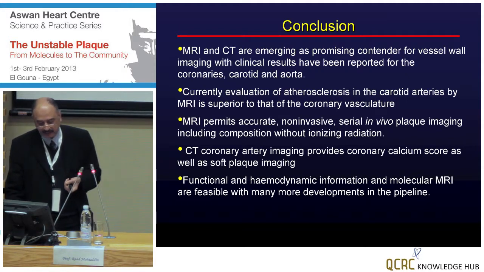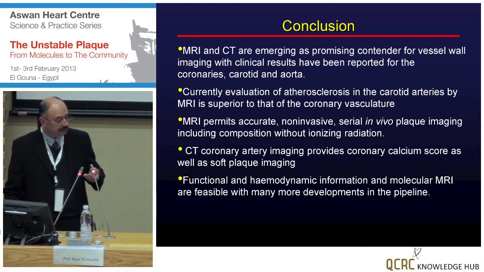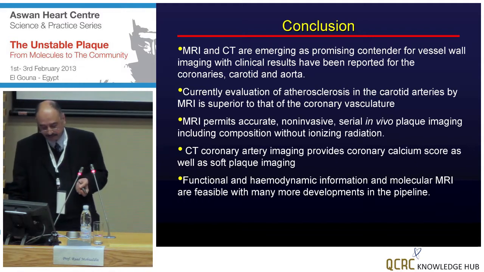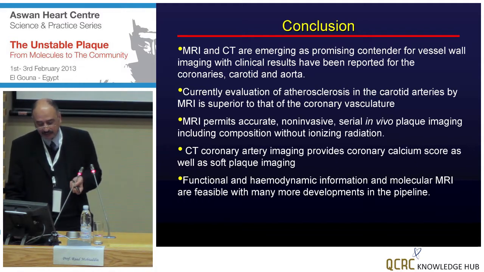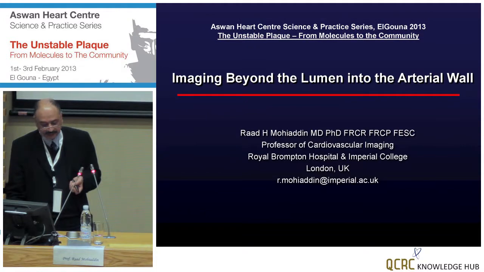CT, on the other hand, is very fast, very quick, provides information about calcium and imaging of the soft plaque. And because of the speed, you can produce the images in seconds. It is much easier to apply for the coronary arteries. And finally, functional and hemodynamic information and molecular MRI are feasible, with many more developments in the pipeline.